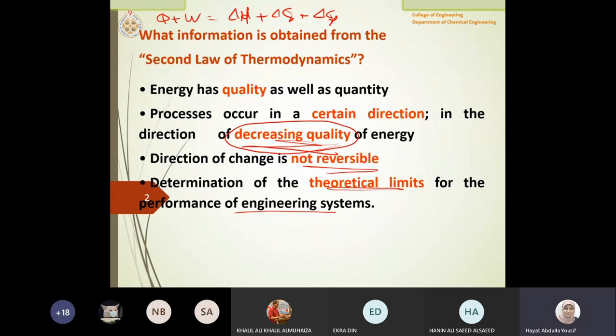Theoretical limit means what? If I said the heat transferred is, for example, 30 kilowatt, 30 kilowatt means 30 kilojoule per second. It means every second I am transferring this heat, 30 kilojoule per second. But there is a limit. Until when will you continue adding this heat? Here is one of the limits that the first law of thermodynamics did not talk about.